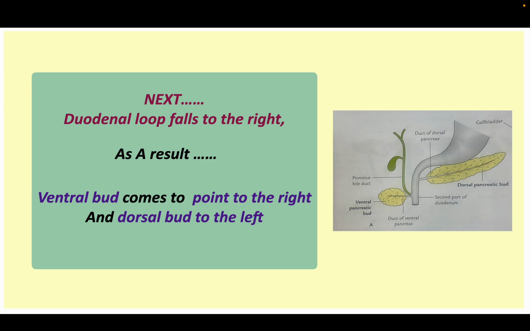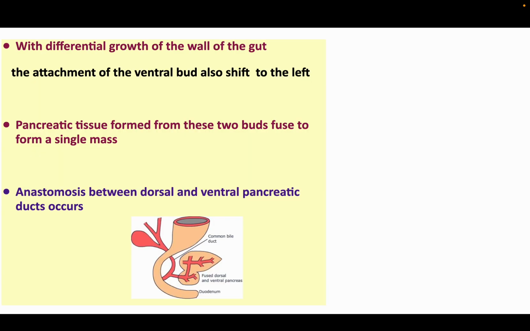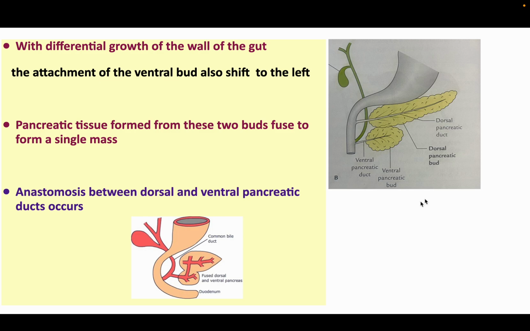What happens next? The duodenal loop falls to the right. As a result of this, the ventral bud comes to point to the right and the dorsal bud to the left. Now with differential growth of the wall of the gut, the attachment of the ventral bud also shifts to the left, you can see. With rotation, they were lying opposite to each other. But once the fixation of the gut is happening and the differential growth of the duodenum is there, the attachment of the ventral bud also shifts to the left.